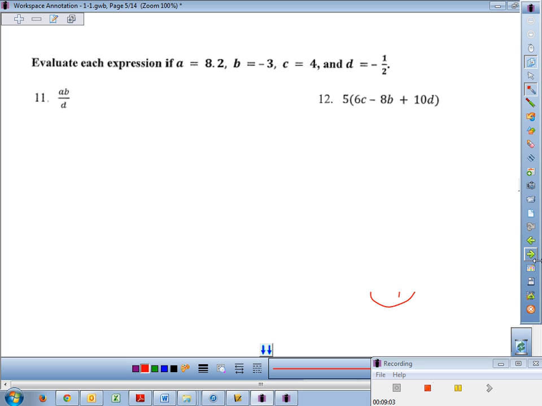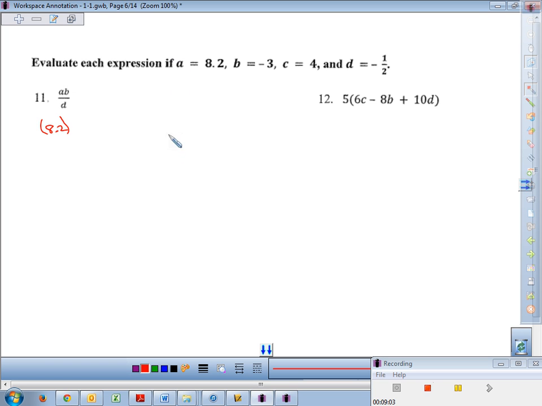Evaluate each expression. Doing the same thing, but now we've got to substitute values in. So they tell you what A, B, C, and D are. We've got to substitute them in the right place and then do the order of operations. So in the place of A, I will substitute in straight up 8.2. I'm going to put that in parentheses. I'm just a fan of writing multiplication with parentheses, especially when there are decimals involved.